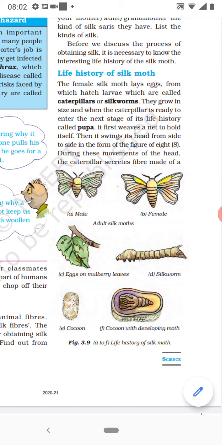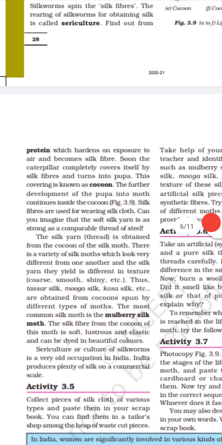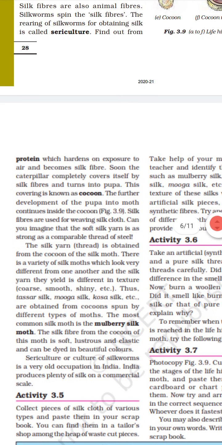Which is the most common silk moth? The mulberry silk moth. And the silk fiber obtained from this moth is soft, lustrous and elastic and can be dyed in beautiful colors. Now, how does the rearing of silkworms occur?